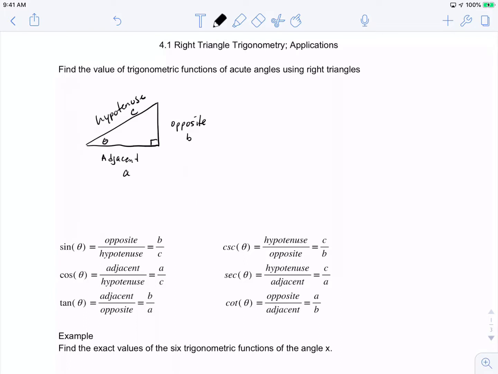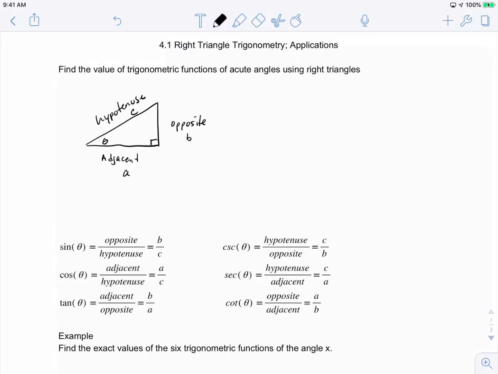So then when we use these rules that are down here, sine will be the opposite over the hypotenuse, or B over C. Cosine theta will be adjacent over hypotenuse, tangent adjacent over opposite, and then cosecant is just the reciprocal of sine, secant is the reciprocal of cosine, and cotangent is the reciprocal of tangent.